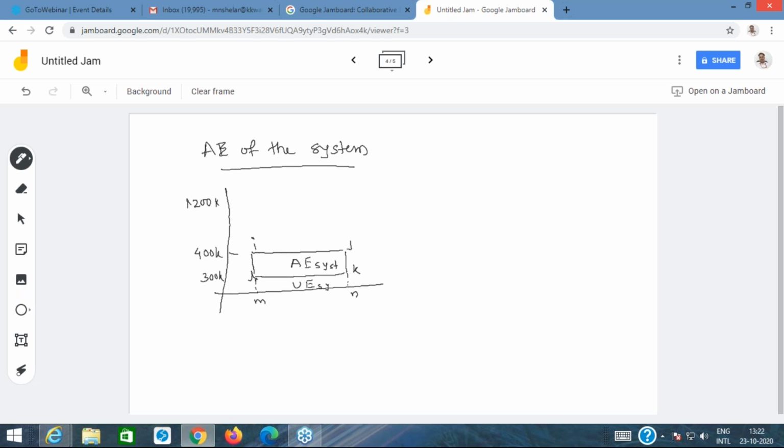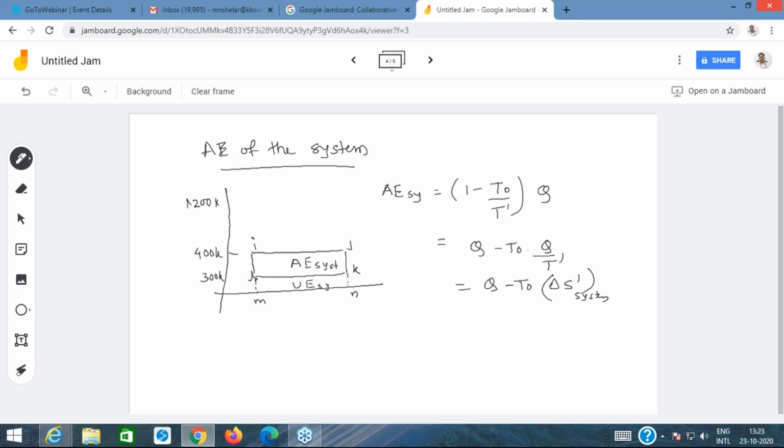Again, calculating the available energy of the system: (1 minus T naught by T dash) into Q. There is no heat loss, so Q remains the same. So Q minus T naught into delta S dash, which is nothing but the delta S of the system. Now you can put these values.